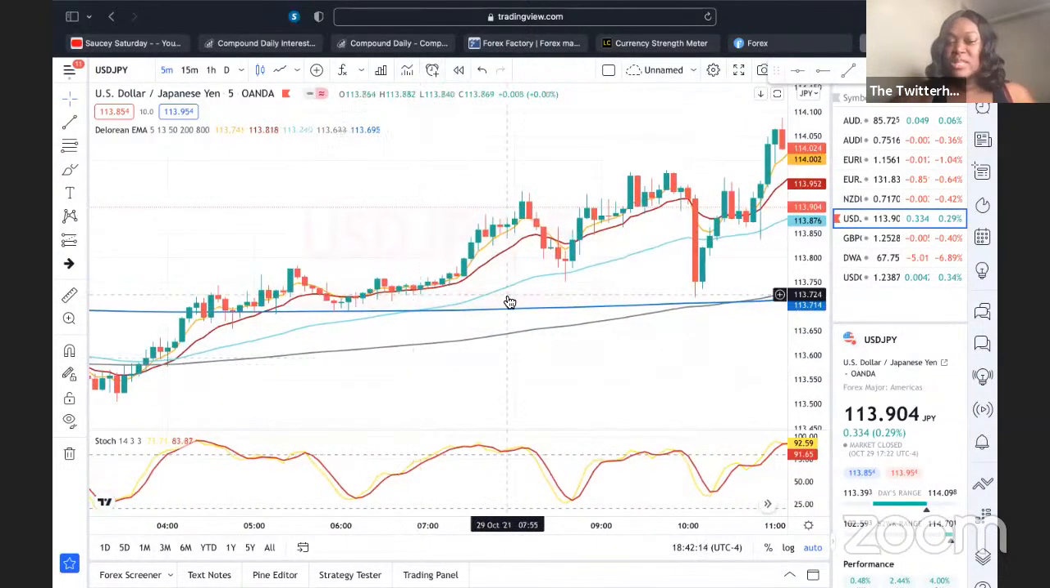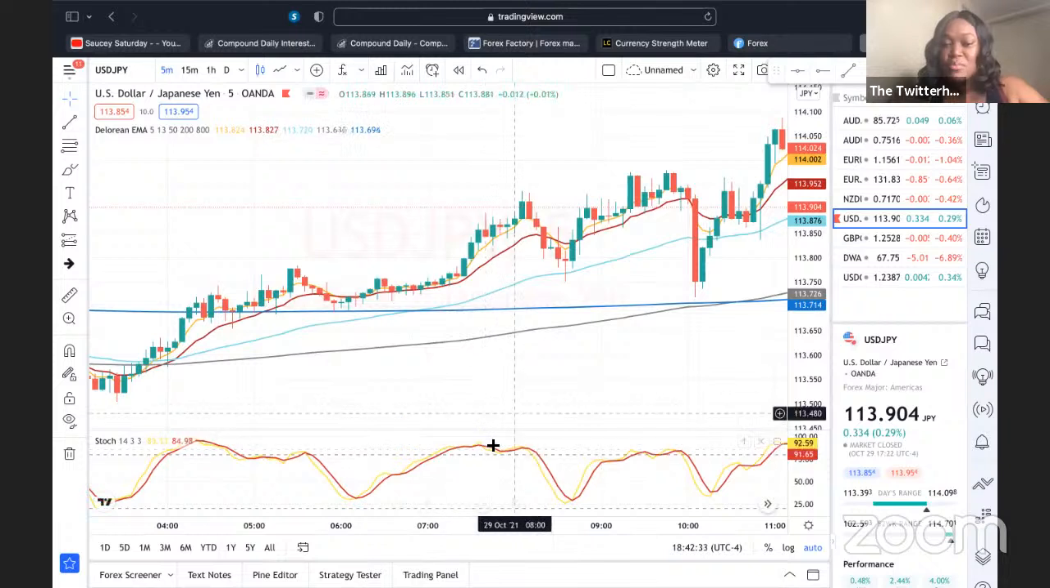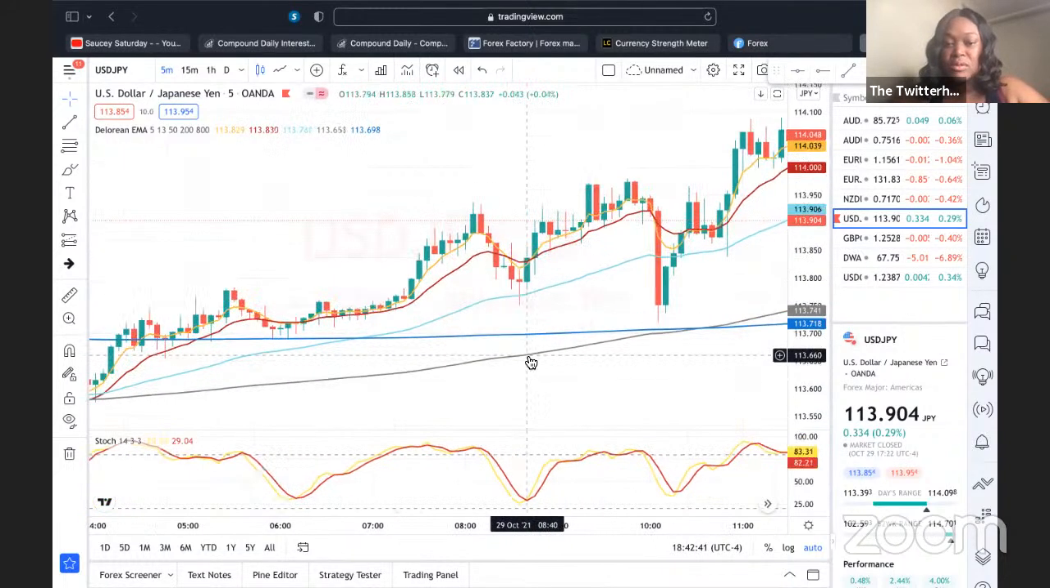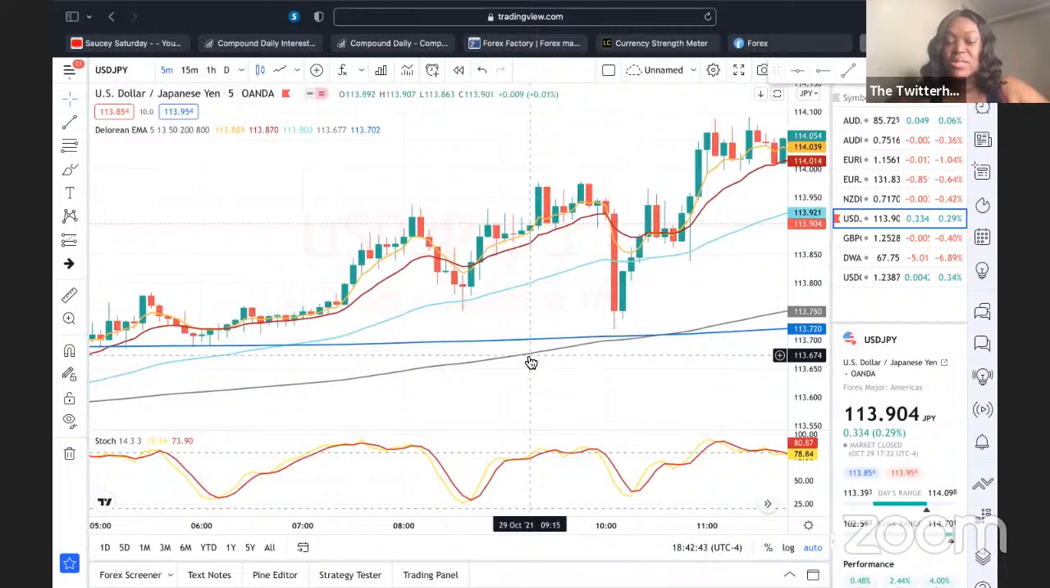So we needed yellow, red, aqua. We need gray next and blue. Just remember that. So on the bottom, it's yellow first. On the top, yellow first. YRAGB. And we want the stochastic to mirror the yellow and red, the 13 and 5 EMA, right? And that's what we would need.